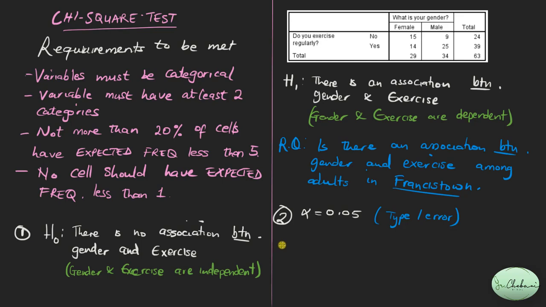In step 3, we calculate our sample statistics. What we need for a chi-square test is another table which would show us the values for our expected frequencies. So this here, up here, are our observed frequencies. So we need another table that would show us the expected frequencies in the event that the null hypothesis is true.